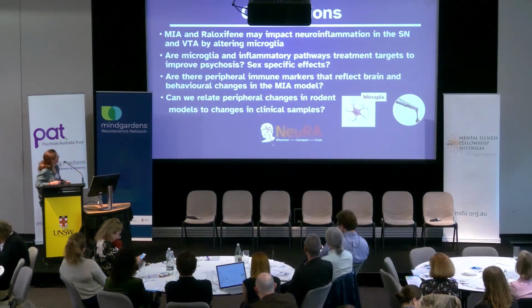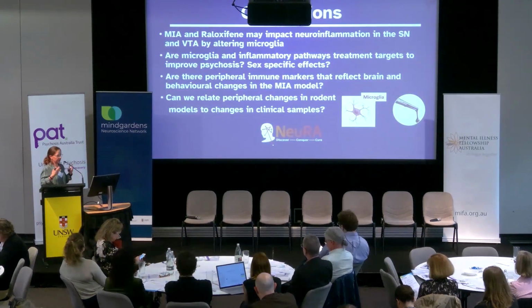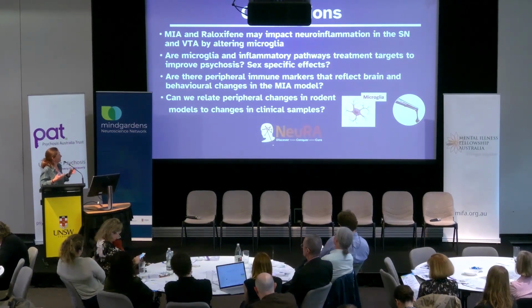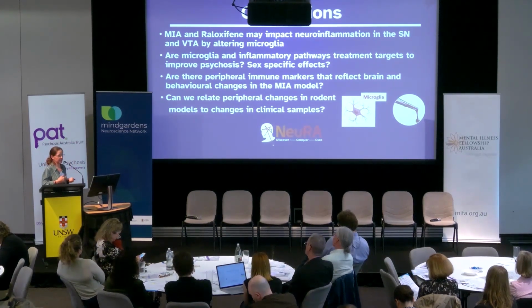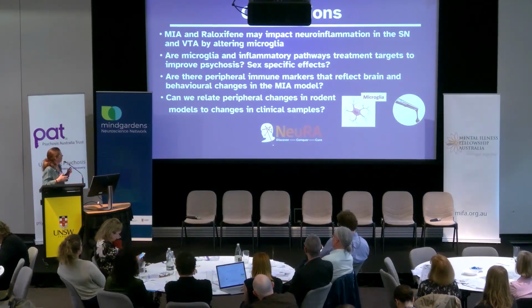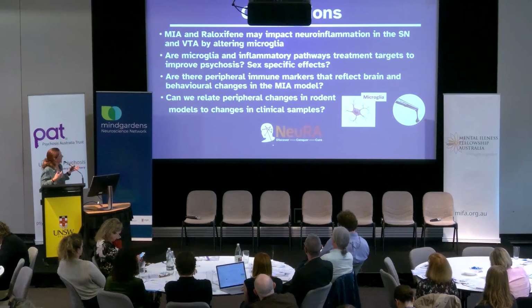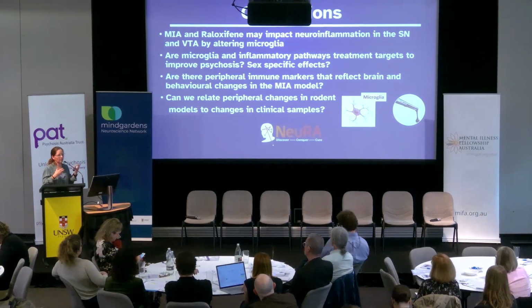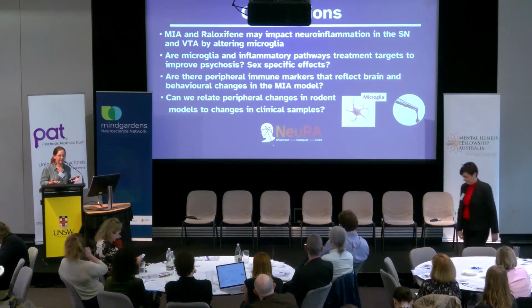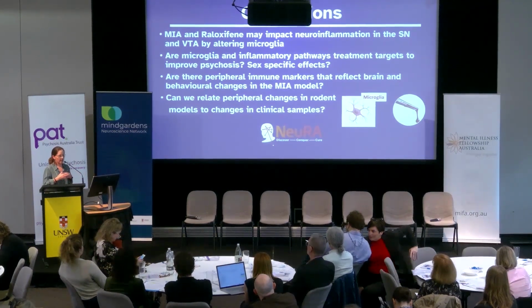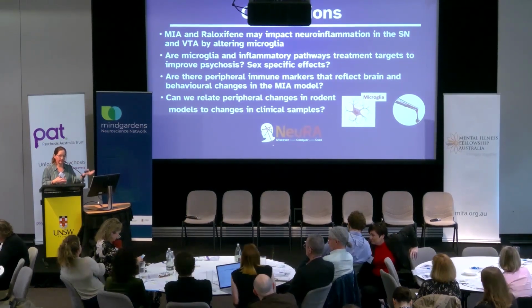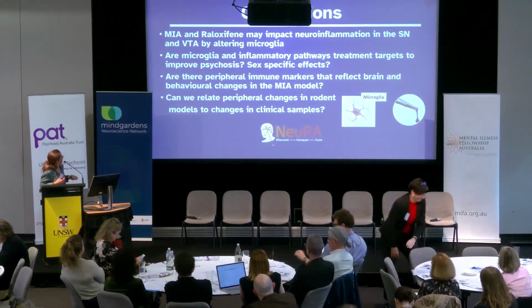So just to conclude, what this data suggests is that both MIA and raloxifene may impact neuroinflammation to alter dopamine dysregulation in the substantia nigra and the VTA by altering microglia. So the questions I'm asking now are: are microglia and their related inflammatory pathways potential treatment targets to improve psychosis? And if that is the case, would this be in a sex-specific manner? Would there be a different treatment for males versus females, for instance?